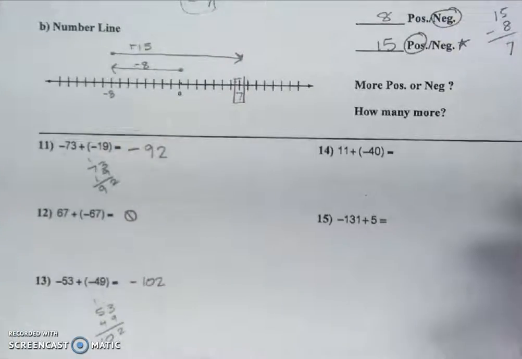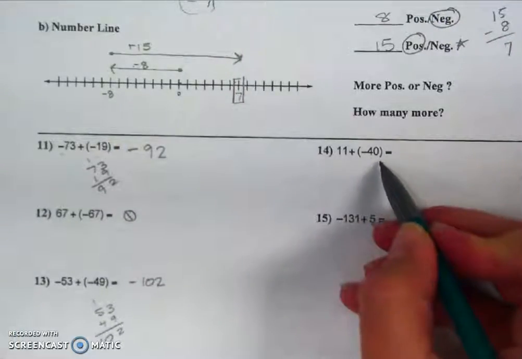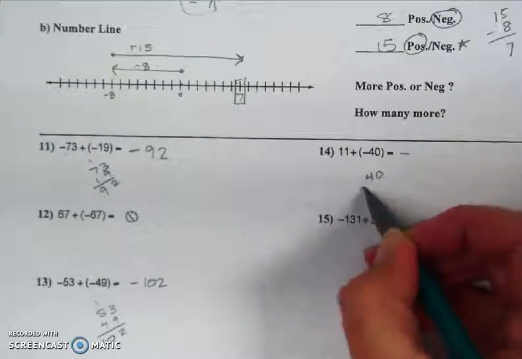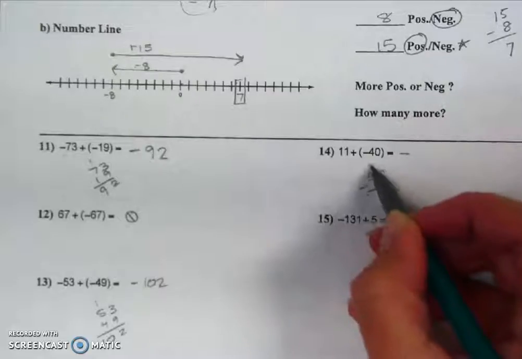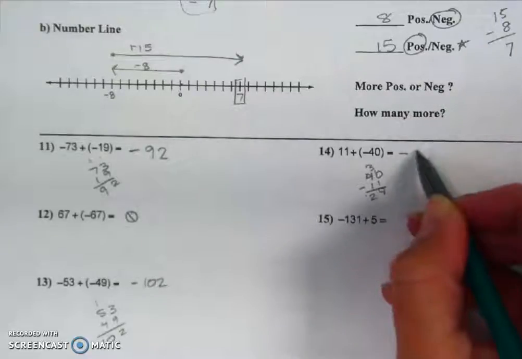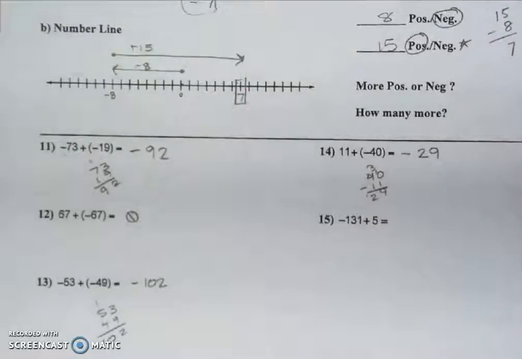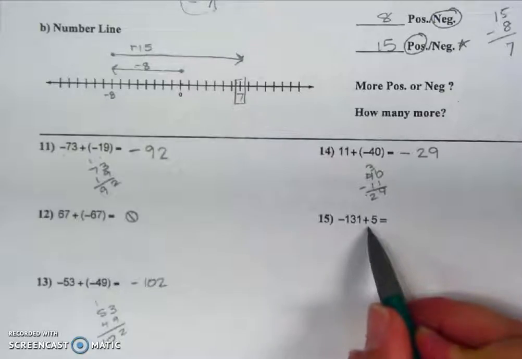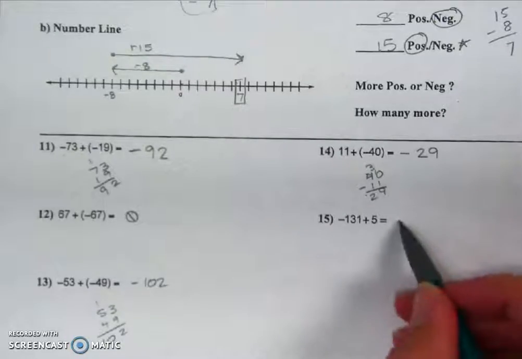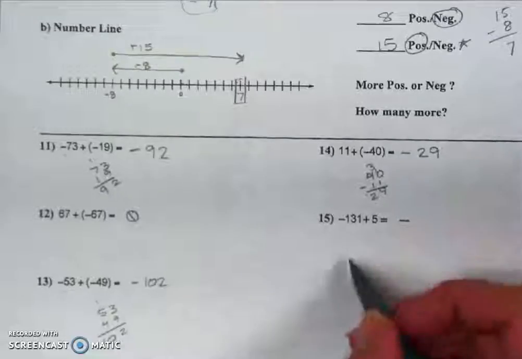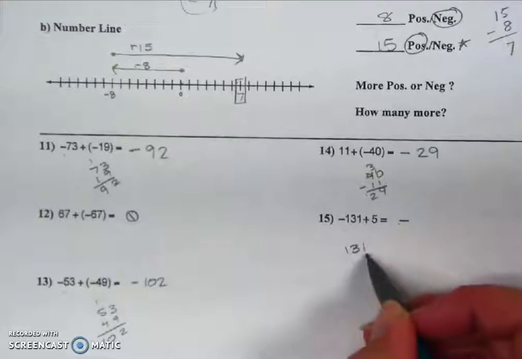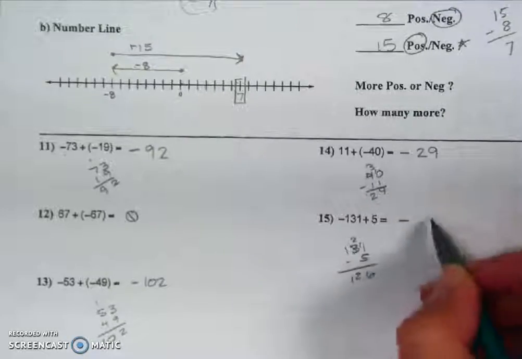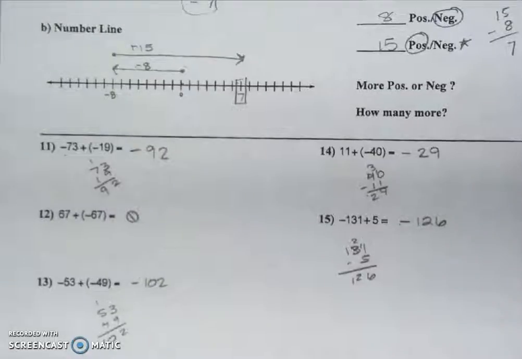All right, number 14, we have 11 positives and we have 40 negatives. Oh, we have more negatives. And so since there's more of something, we'll subtract those numbers. We get a 9, we get a 2, and so we get negative 29 left over. On number 15, I have negative 131 and positive 5. I definitely have a whole lot more negatives, so my answer is negative, and 5 of those are going to cancel out. So to cancel them out, I'm going to subtract, and we get 126 negatives left over.